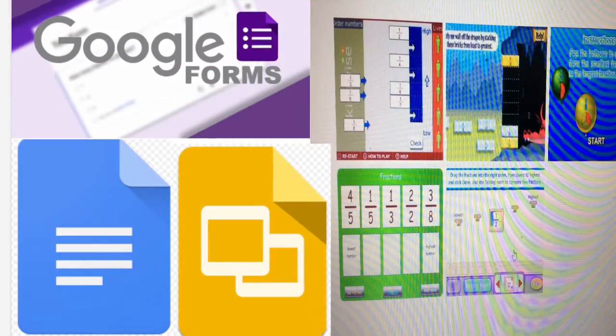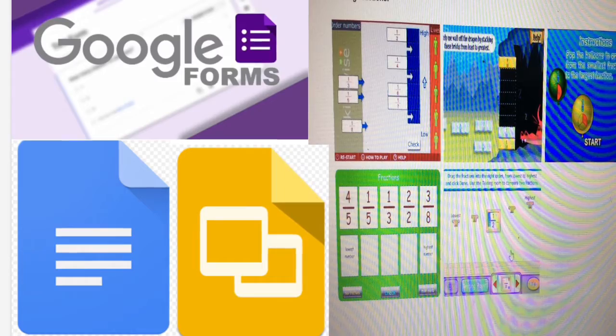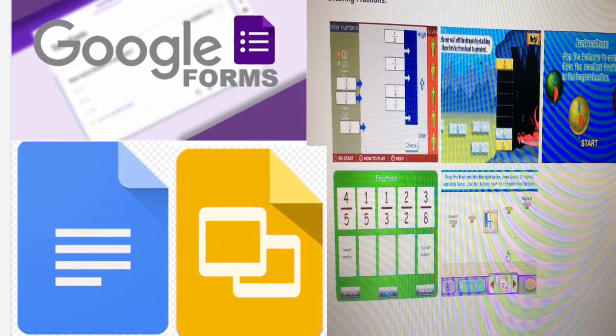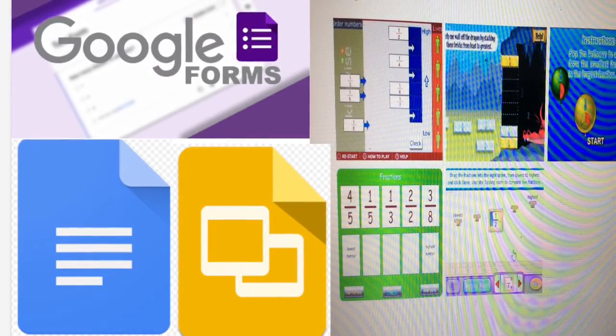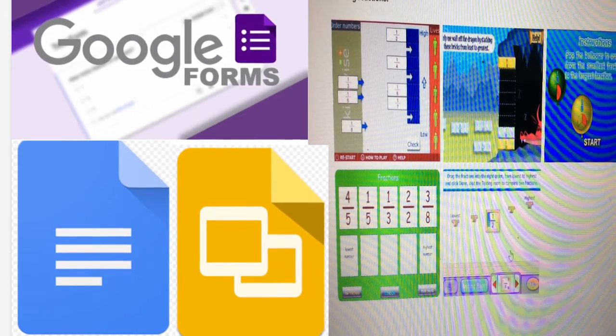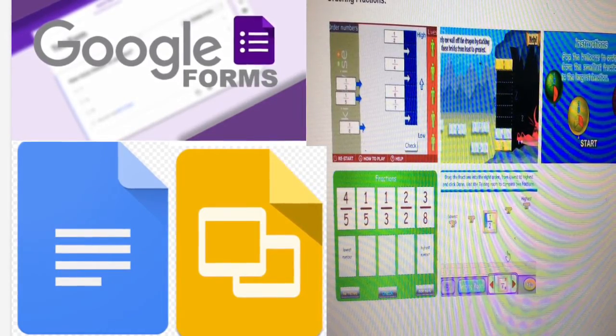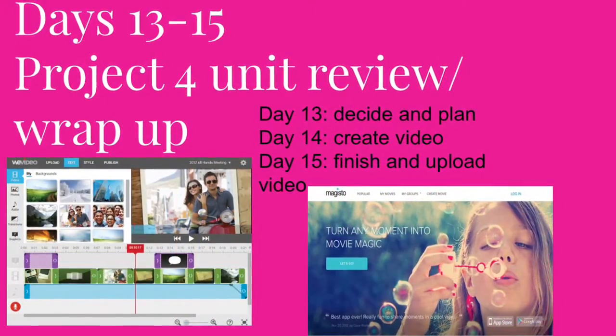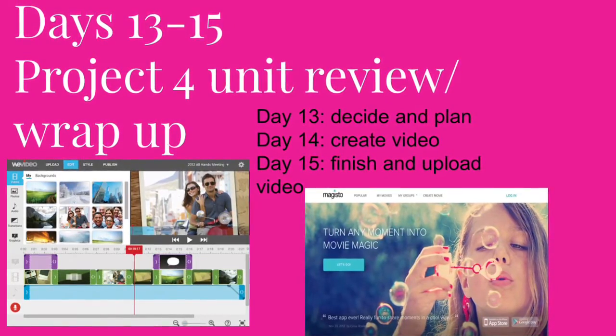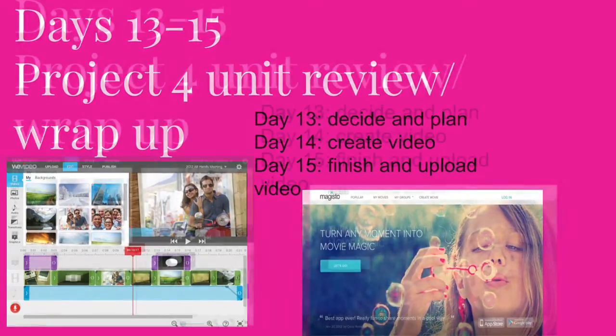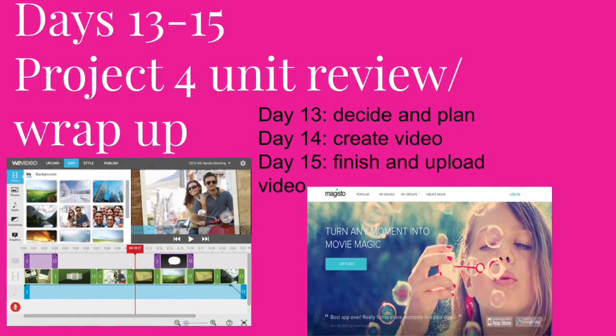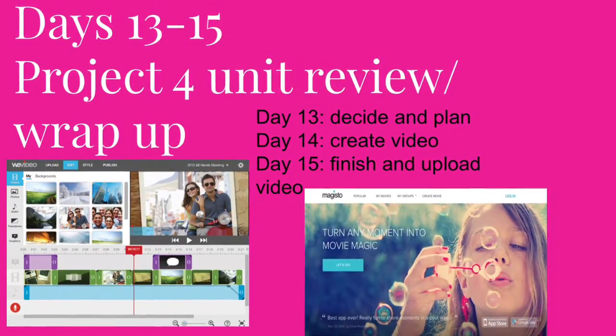On these days, students will be using Google Docs, Forms, Slides, and a variety of online manipulatives to understand and practice ordering fractions. The last 3 days of the unit will be focusing on Project 4, which is a unit wrap-up video. On day 13, the teacher will introduce the project and will introduce the sites they will be able to use, which are WeVideo and Magisto.